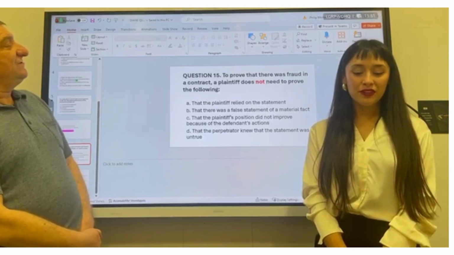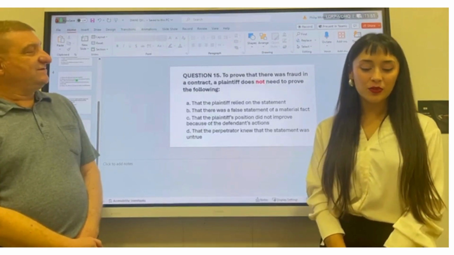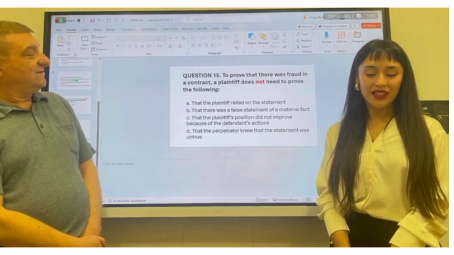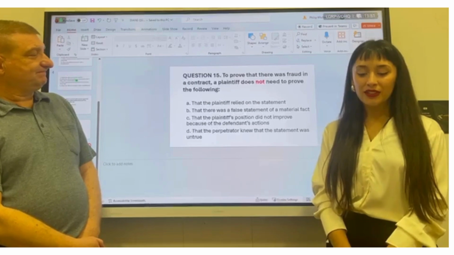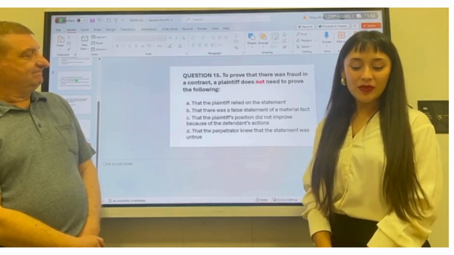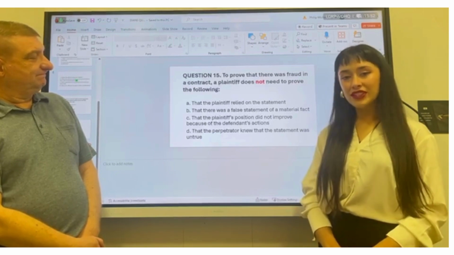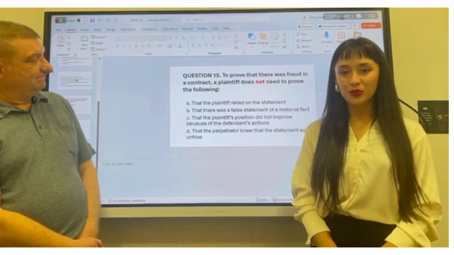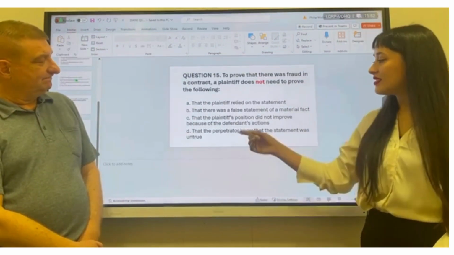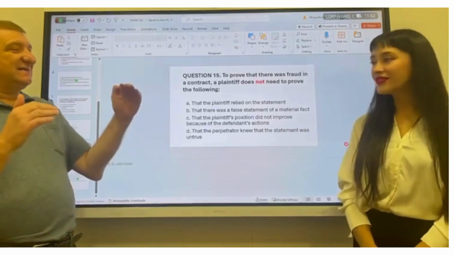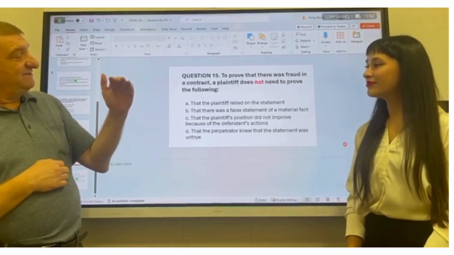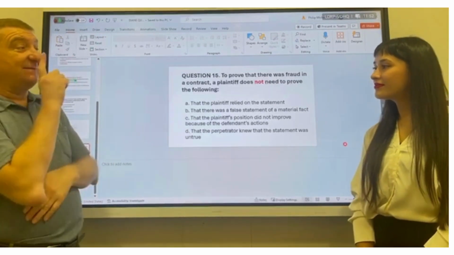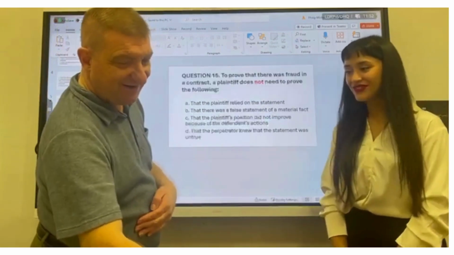To prove that there was a fraud on a contract, a plaintiff does not need to prove the following. A, that the plaintiff relied on the statement. B, that there was a false statement of a material fact. C, that the plaintiff's position did not improve because of the defendant's actions. Or D, that the perpetrator knew that the statement was untrue. I believe the right answer is C. Very good, because the plaintiff's position decreasing is not the same thing as it staying the same. Very good. Thank you, teacher. Very good. Okay.